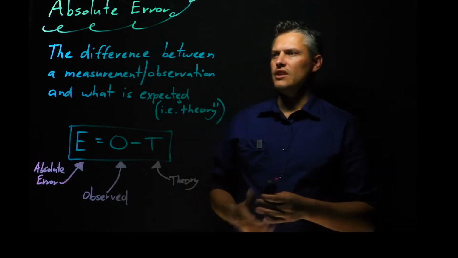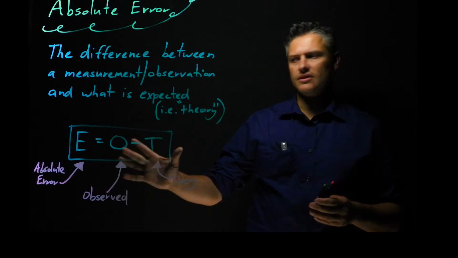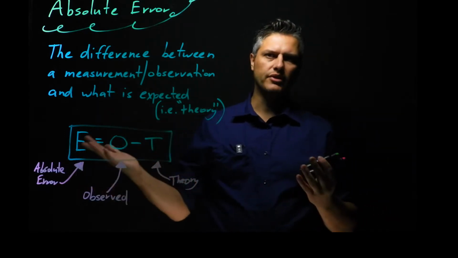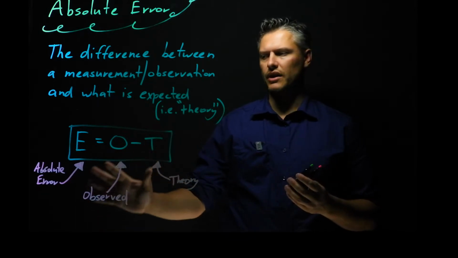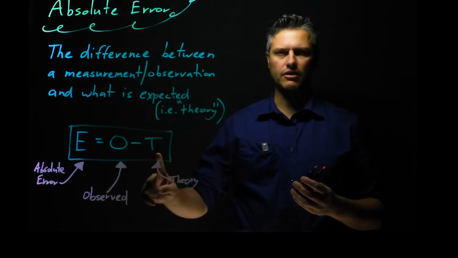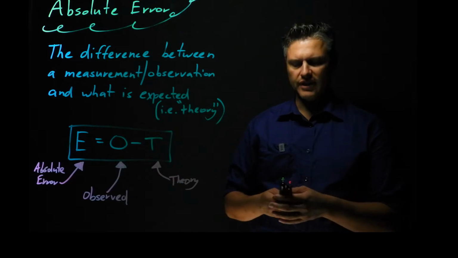So let's have a look at what it is. The difference between the two we can express as an equation. So if we let E be the absolute error, we find here that this is the difference between the two values, where our observed value goes first and theory goes second. Let's have a look at an example of that.